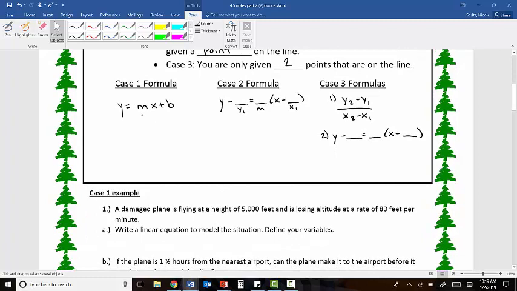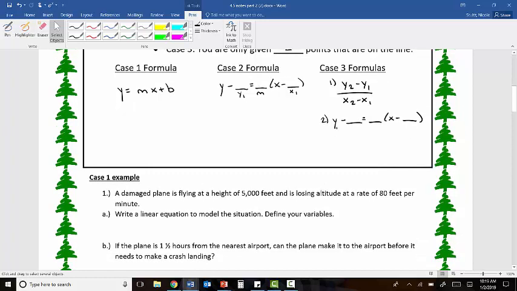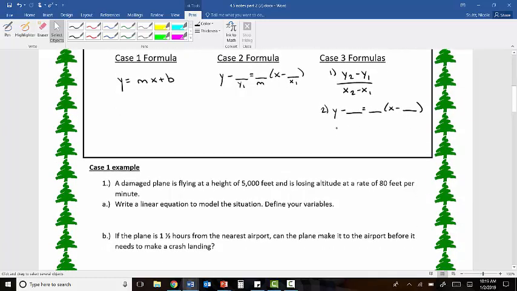And this is going to be really important for the word problems. We got to know our formulas. So your case 1 formula is the slope-intercept form, so no work. Case 2 is the point-slope form, and you have to fill in the 3 blanks. And then case 3, it's 2 parts. Part 1 is the slope formula, and then part 2 is your case 2 formula. So make sure you're using the right formulas for each problem.